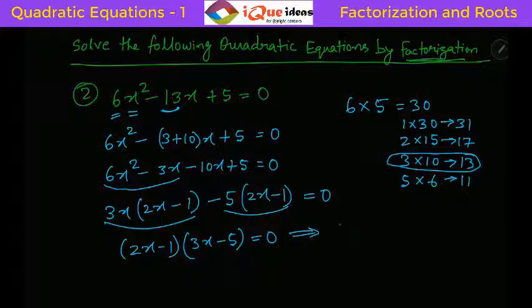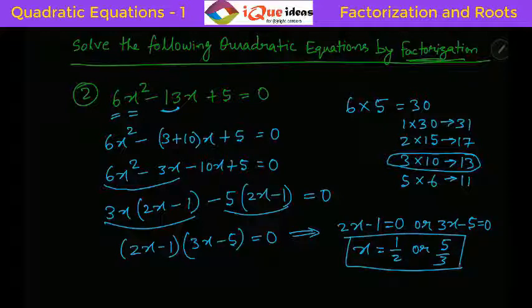Now this gives us 2x minus 1 is equal to 0 or 3x minus 5 equal to 0. Now this means x is equal to 1 by 2 or 5 by 3. So the correct answer is either 1 by 2 or 5 by 3. So we have taken two examples in great detail. Now we will do more examples a little faster.